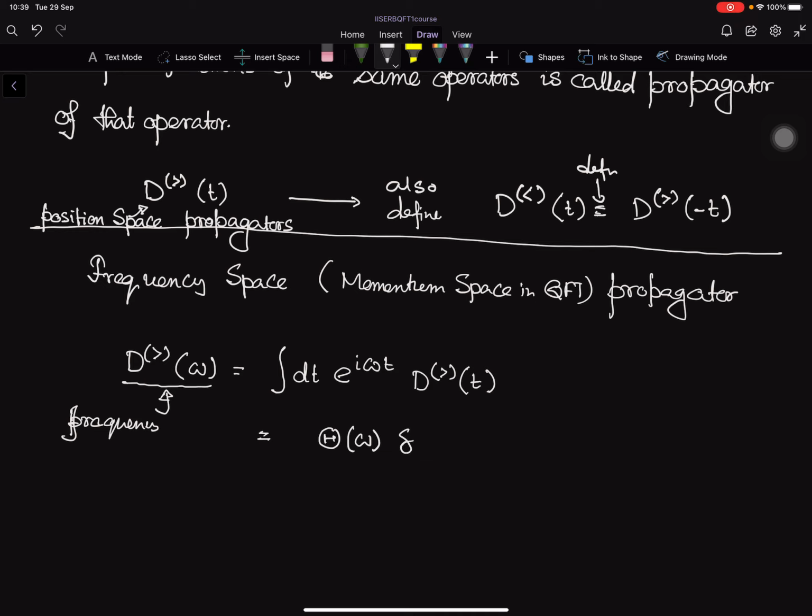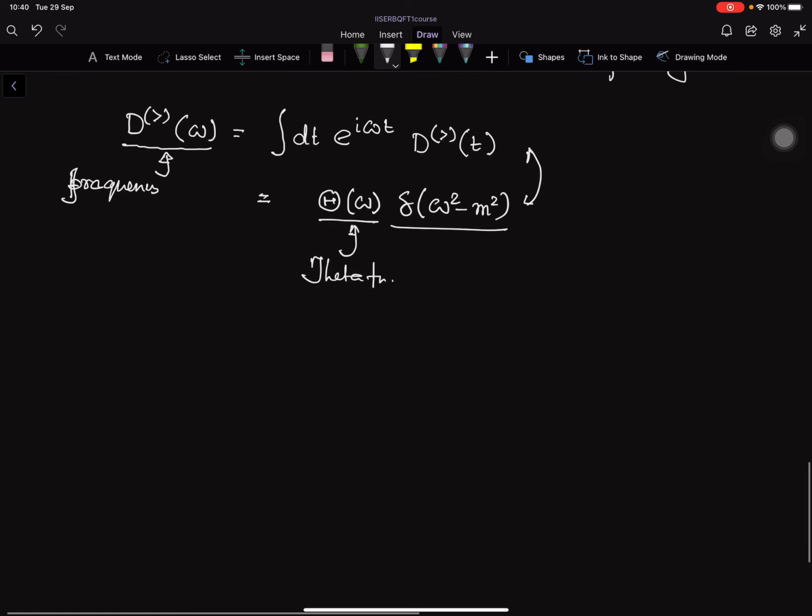theta of omega delta of omega square minus m square. So this is the theta function, and this is the Dirac delta function. So you can compute this thing, and this is the frequency space expression for the Wightman propagator. Similarly, you can compute also the other Wightman propagator, and this just becomes theta of minus omega delta of omega square minus m square.